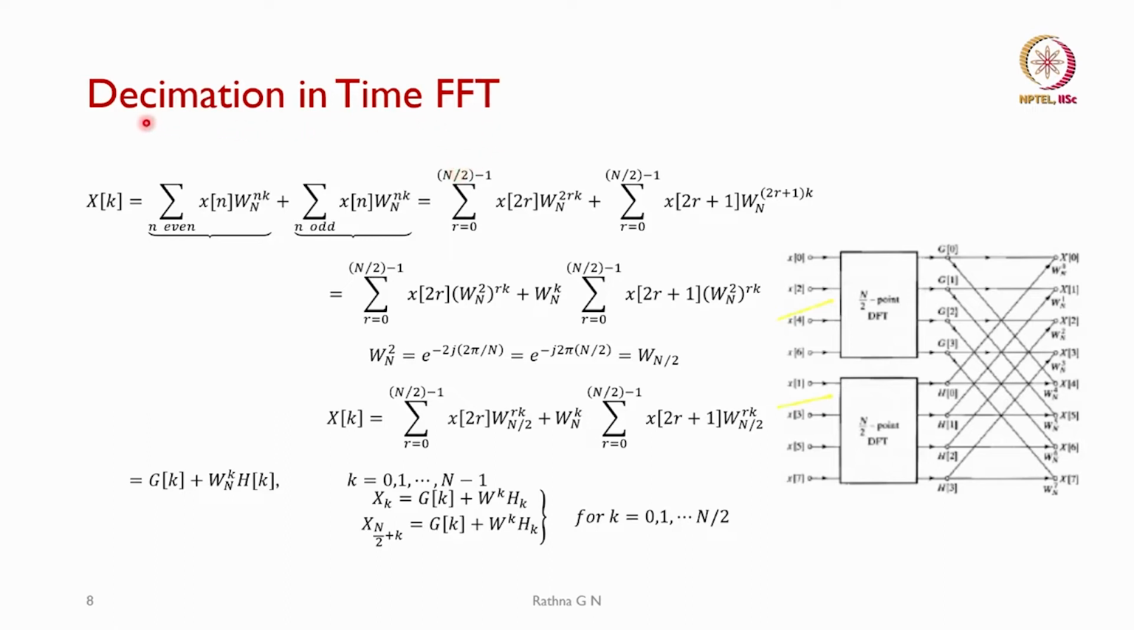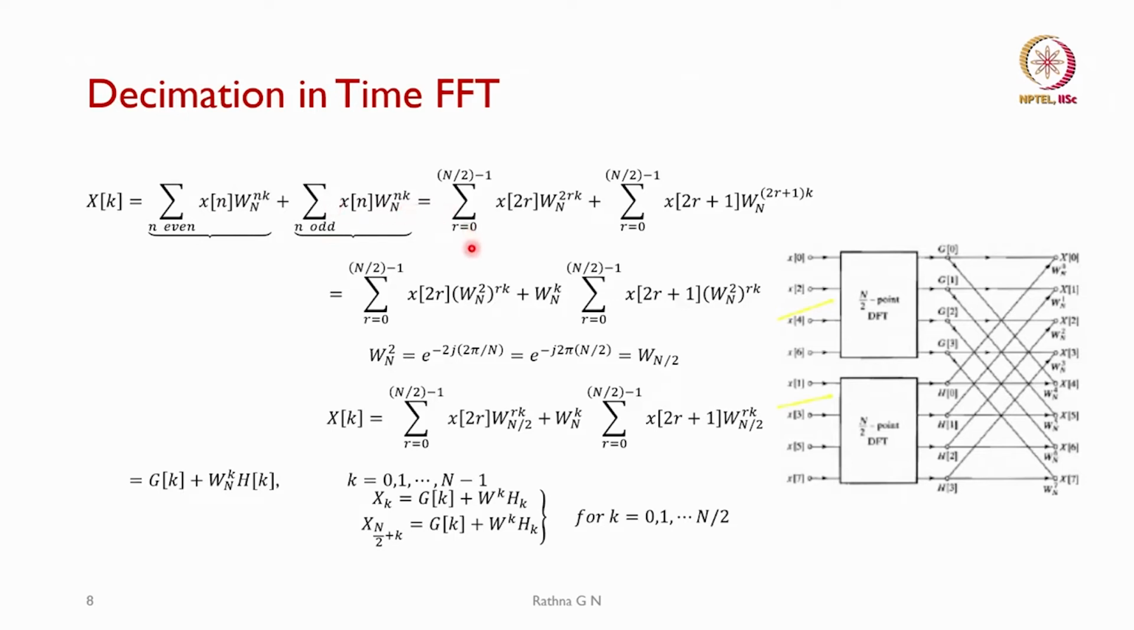So, we will see first decimation in time. We said there are two ways of doing it: one is decimation in time, the other one is decimation in frequency. First we will take the time part of it. So, how are we going to bifurcate that? X of k, we can take the even parts and the odd parts separately. So, that is what we name. Two summations is what we will be splitting it into.